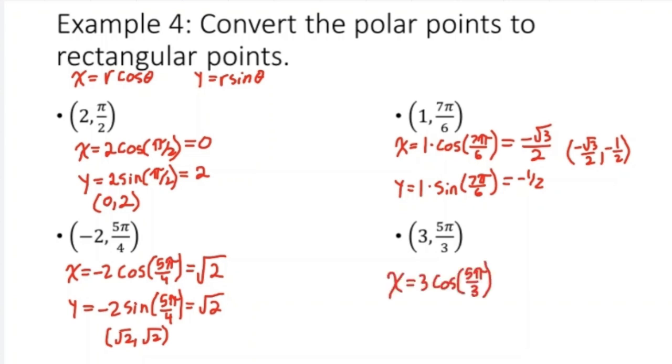x is equal to 3 cosine 5 pi over 3, which would equal 3 halves. Y would equal 3 sine 5 pi over 3, which is negative 3 root 3 over 2. So our point is equivalent to (3 over 2, negative 3 root 3 over 2) in rectangular coordinates.